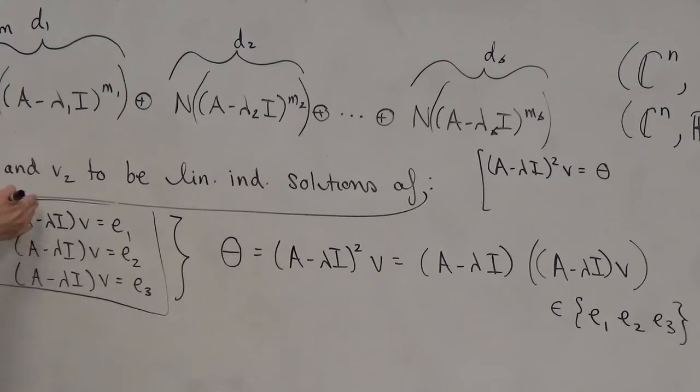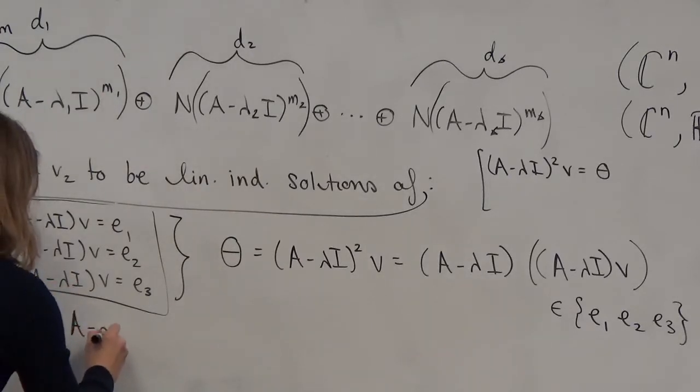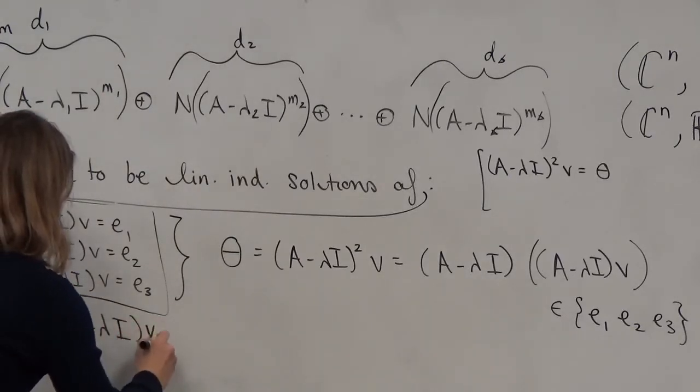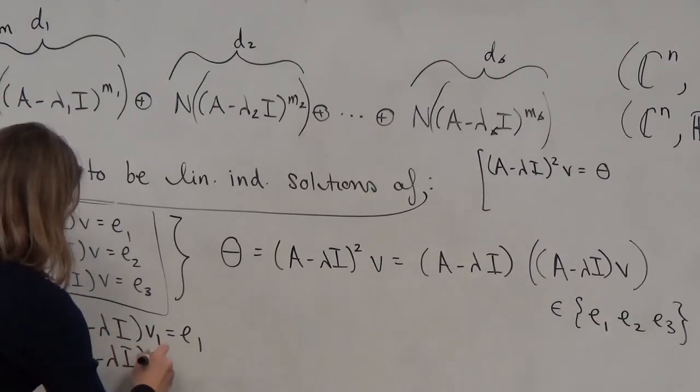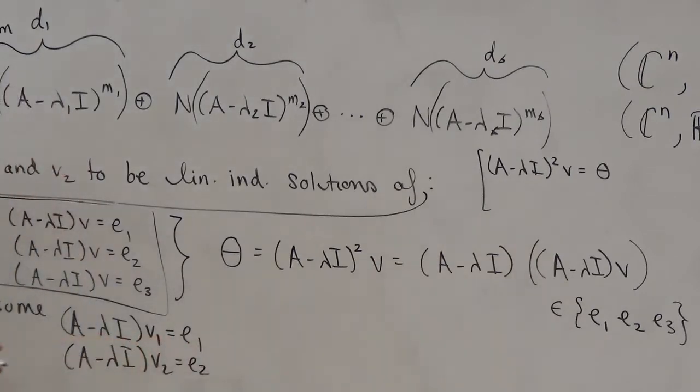So again, there are three equations, and in my example I have two solutions. Let's just say, without loss of generality, I'm going to assume that it's E1 and E2. Assume that V1 solves (A minus lambda I) V1 equals E1, and V2 solves (A minus lambda I) V2 equals E2. It doesn't matter, but V1 and V2 are going to solve two of these equations.